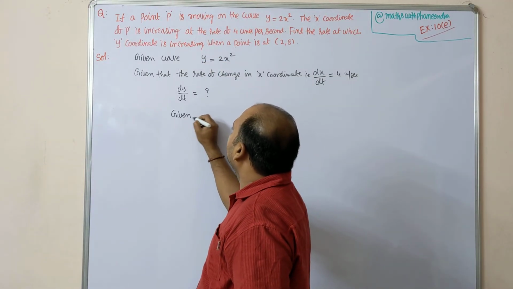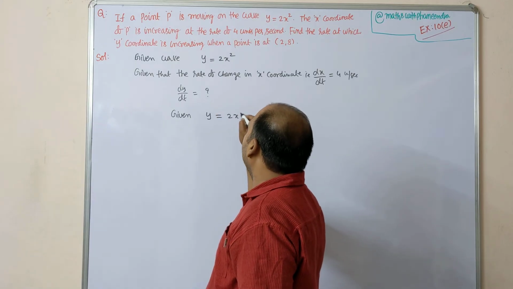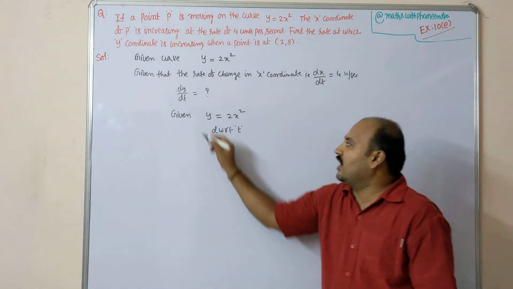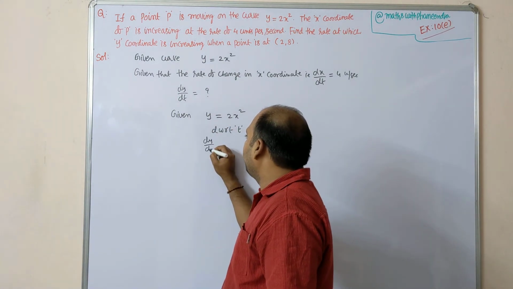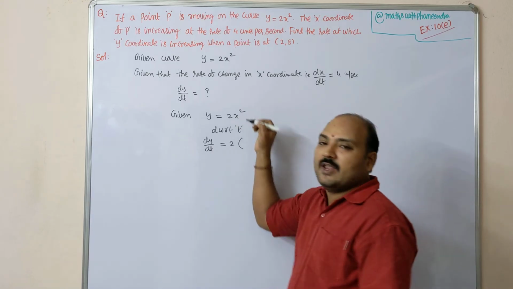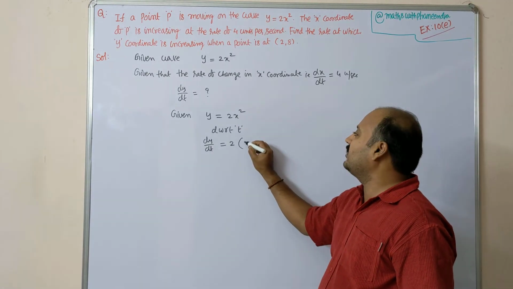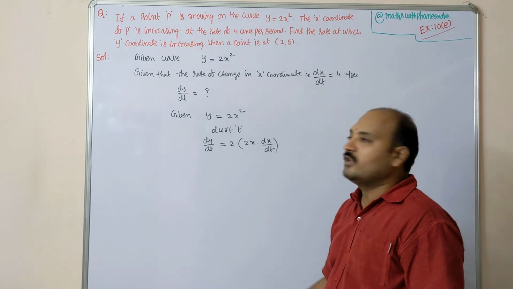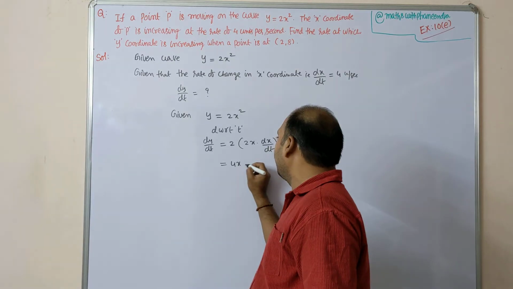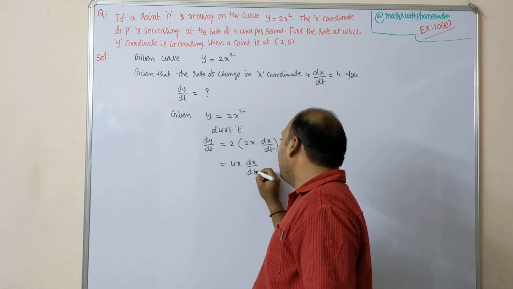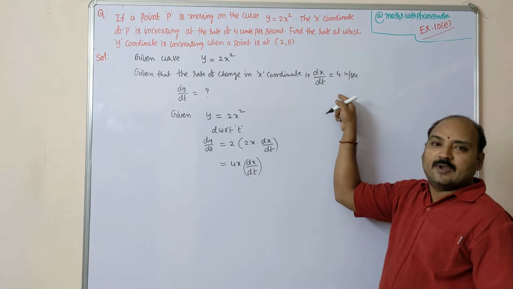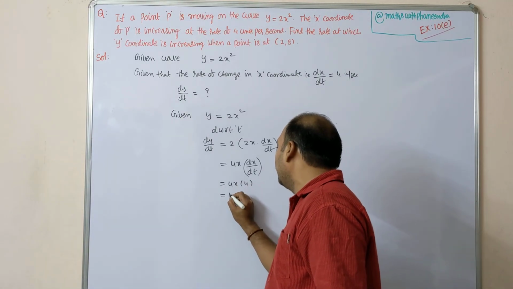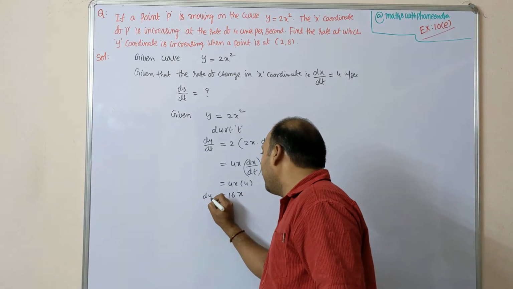Given y is equal to 2x², differentiate with respect to t. So dy/dt equals 2 constant, and d/dt of x² is 2x, and x also we differentiate with respect to t, giving dx/dt. So this is equal to 4x into dx/dt. The value of dx/dt is given as 4. So 4x into 4 is equal to 16x, that is dy/dt.